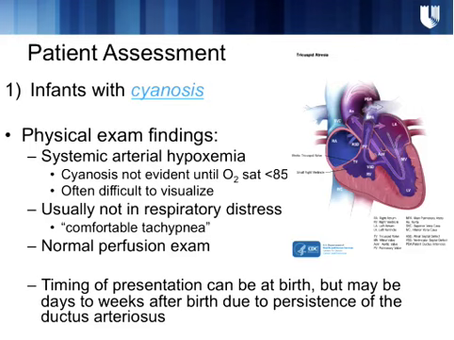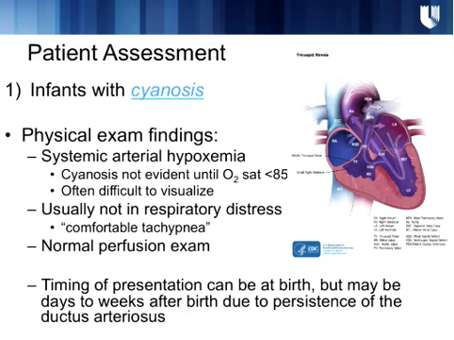So how will these patients present? So infants with cyanosis usually have the physical exam findings of systemic arterial hypoxemia. It's important to note that cyanosis may not be evident until the oxygen saturation is below 85%, which makes it difficult to visualize cyanosis. Usually these patients are not in respiratory distress. They're comfortably tachypneic with hypoxia.